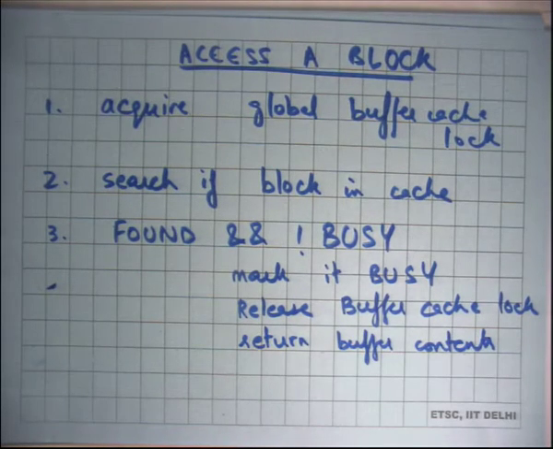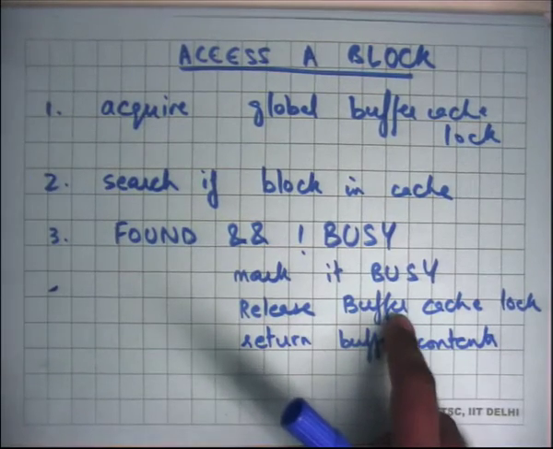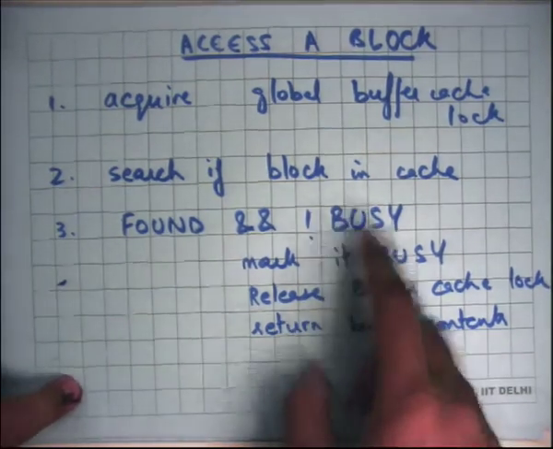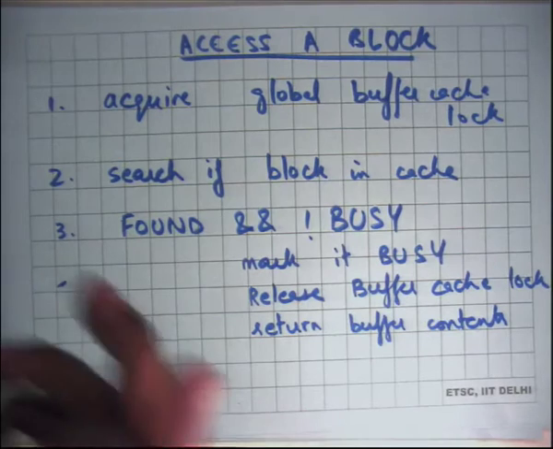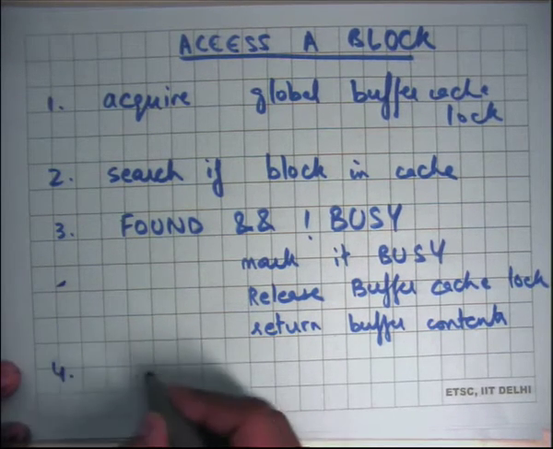Right. So notice I'm using the buffer cache lock to provide mutual exclusion over my index structure and to provide mutual exclusion to accesses to the busy bit. Right, that's all. So now what's the other case?